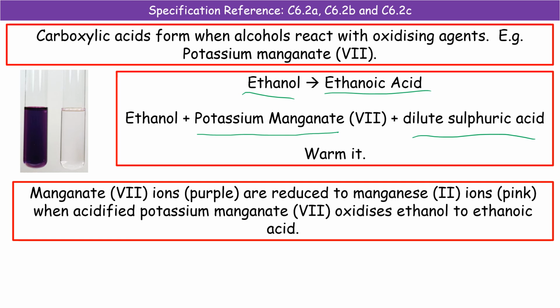What happens is those manganate ions, which start off as purple, as we can see in this tube on the left, get reduced to form manganese ions, which are pink in colour. That's then also at the same time going to oxidize the ethanol to the ethanoic acid.